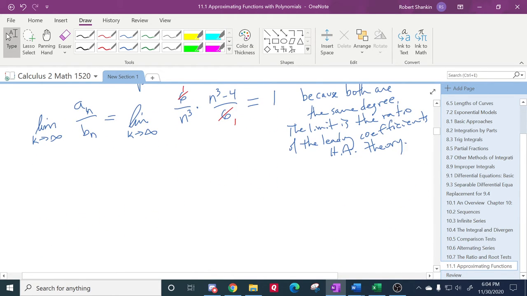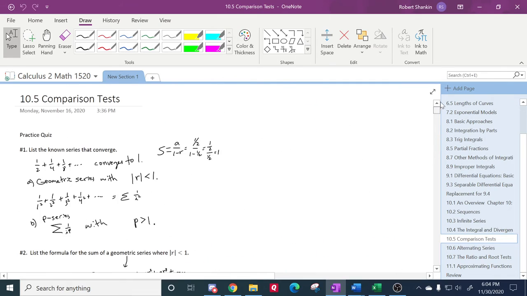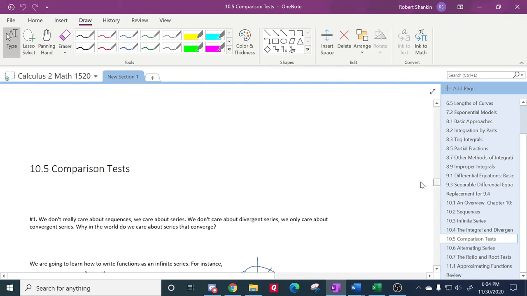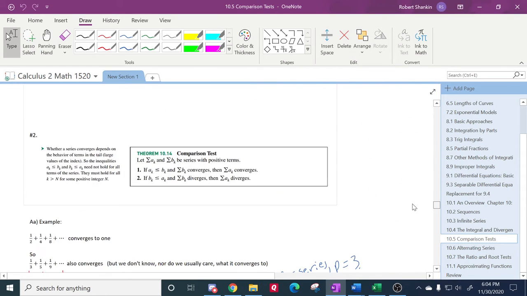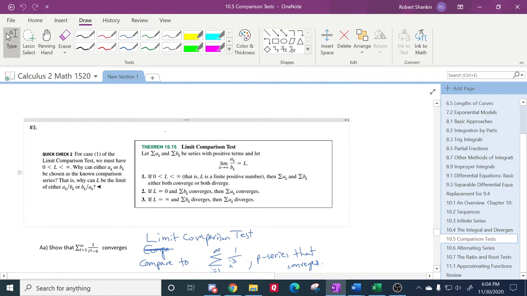And then we make our conclusions. Now this is the comparison test. Let's go back and review that a little bit. Comparison tests. Limit comparison test. As long as the limit L, we call this thing L, is not 0 or not infinity, then they both converge or both diverge.